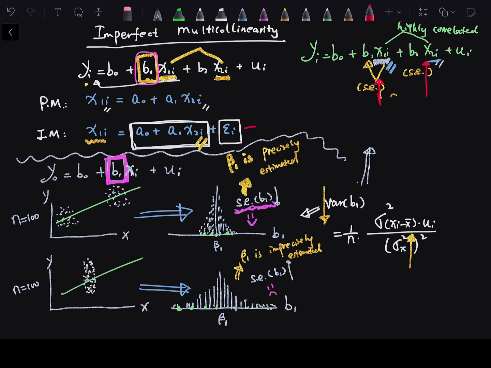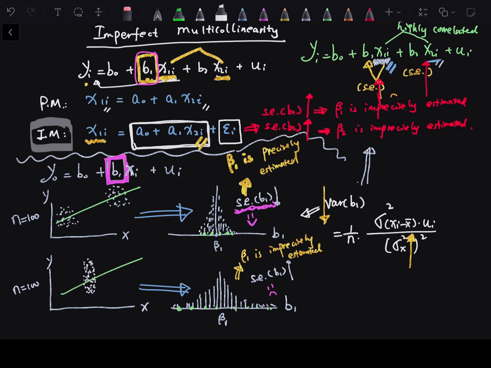Okay, imperfect multicollinearity will cause the standard error of the coefficient B1 or the standard error of coefficient B2 to increase. Again, imperfect multicollinearity results in large standard errors for one or more of the OLS coefficients. If the standard error is large, we say beta 1 is imprecisely estimated, and beta 2 is imprecisely estimated. You see, imperfect multicollinearity has nothing to do with the magnitude of B0, B1.